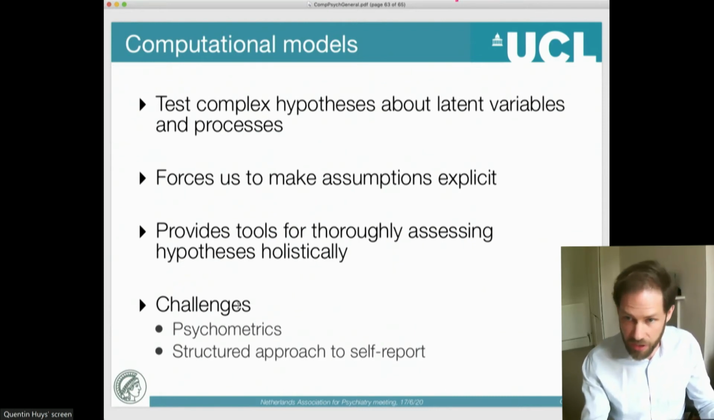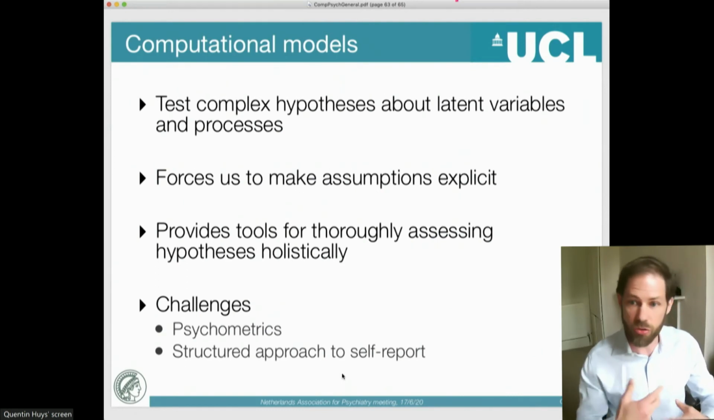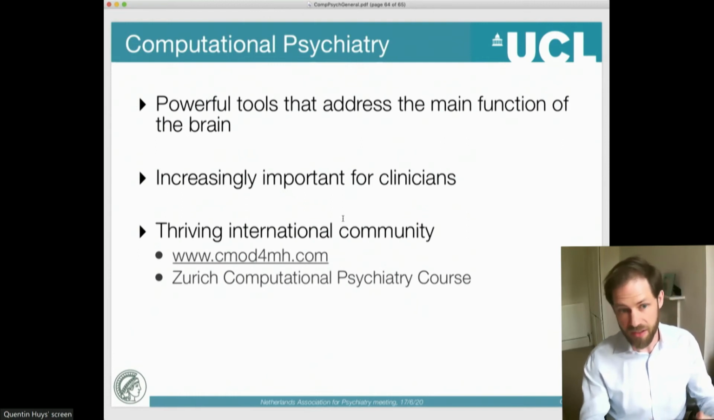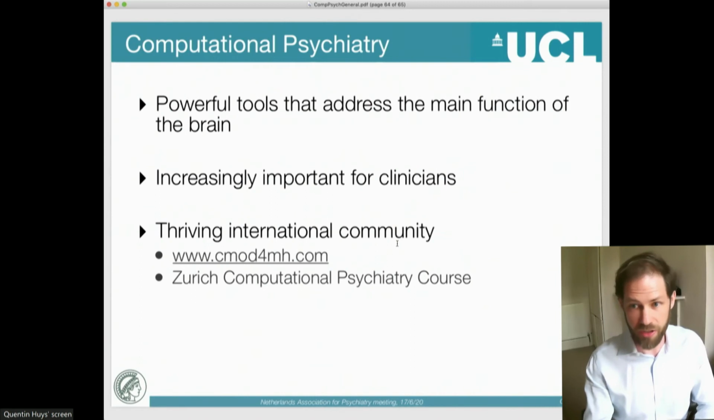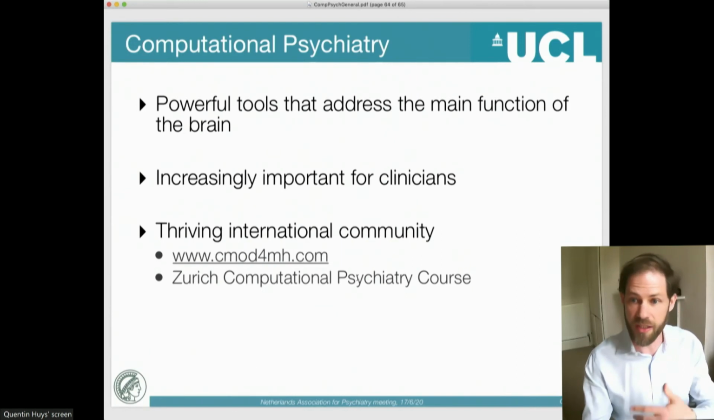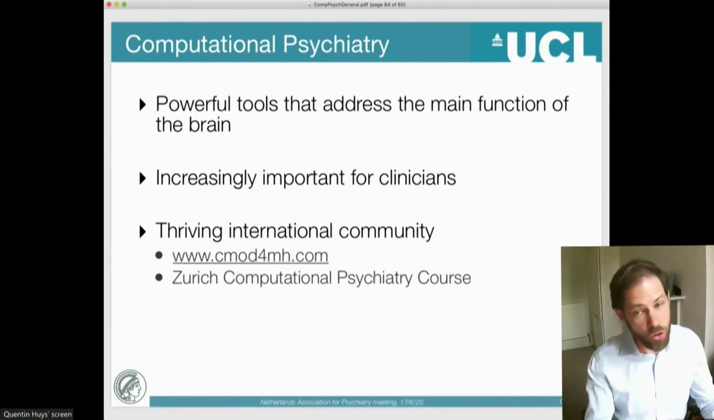There are substantial challenges facing computational psychiatry. They particularly are around the issue of psychometrics and understanding how to deal in a structured manner with self-report. I would argue that computational approaches are becoming increasingly important for clinicians. There is a thriving international community. If you are interested, I would like to point out that we run a two-weekly online seminar that anybody can join. It's on www.cmod4mh.com, and there are many computational courses around the world, for instance, the Zurich Computer Center.